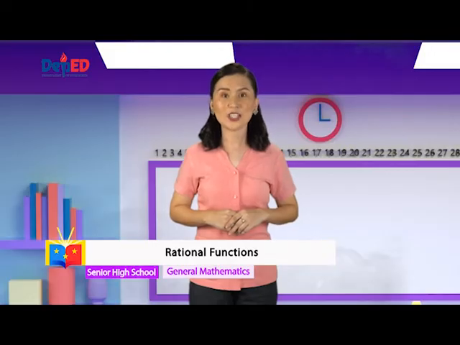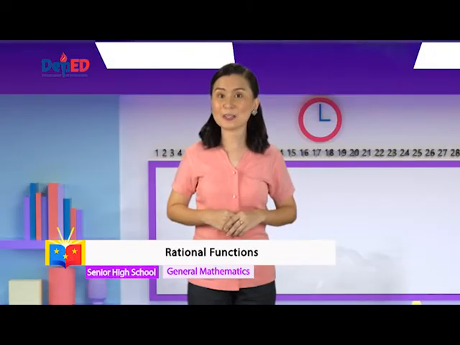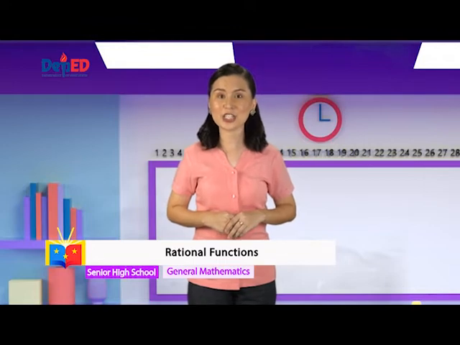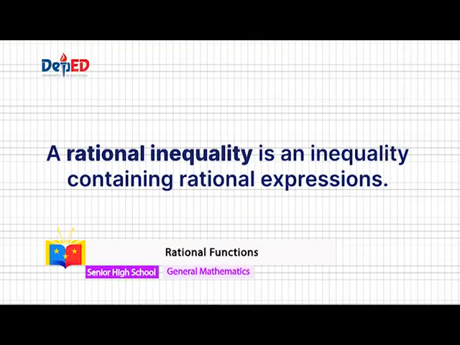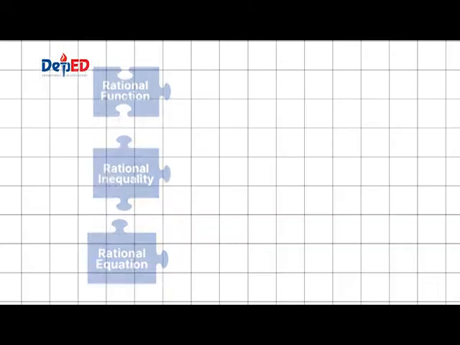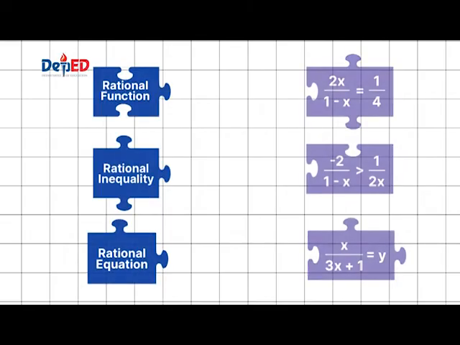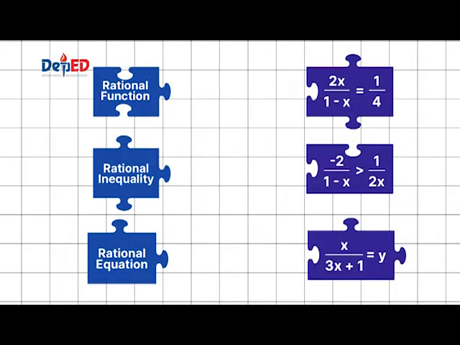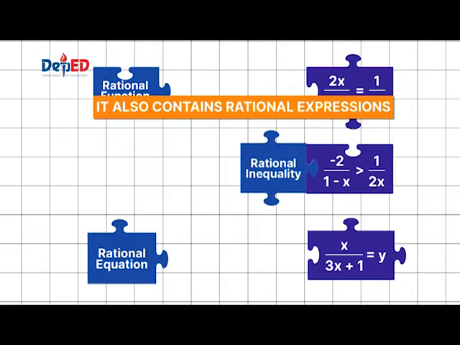How about a rational inequality? If a rational equation is an equation containing rational expressions, then a rational inequality is an inequality containing rational expressions. Our given contains a greater than symbol, which is an inequality symbol. It also contains rational expressions, which are -2 over 1 minus x is greater than 1 over 2x.